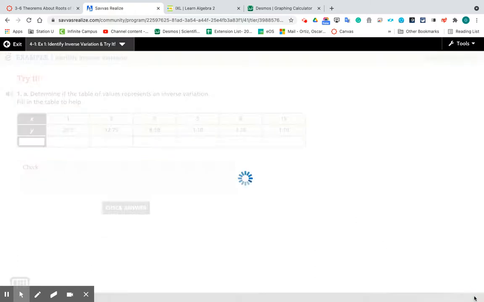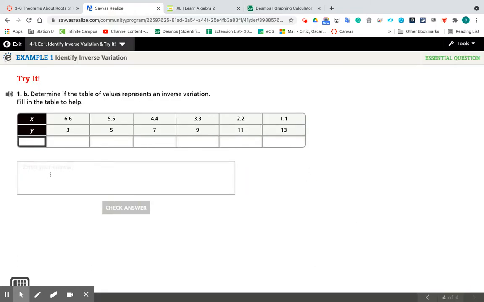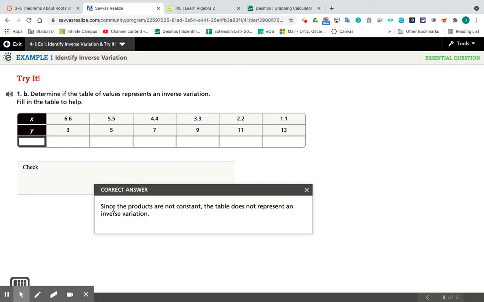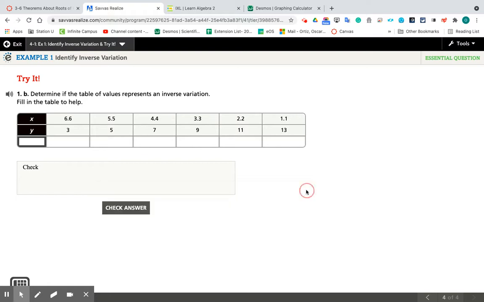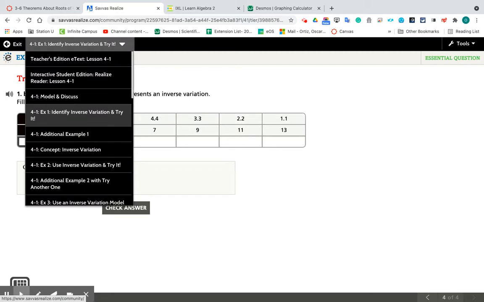And now do the same. Pause the video, do the multiplications, see if you always get the same answer, and answer accordingly. So in this case, the products are not constant, those are different, so this does not represent inverse variation. So this is the first example we'll deal with. We'll go from here to example number 2.